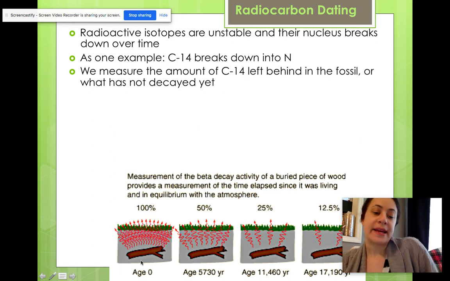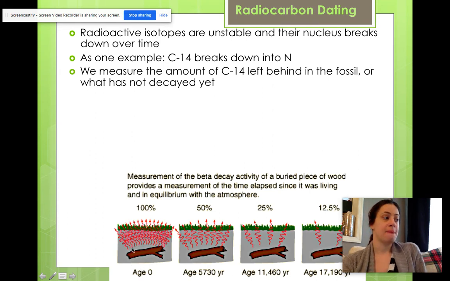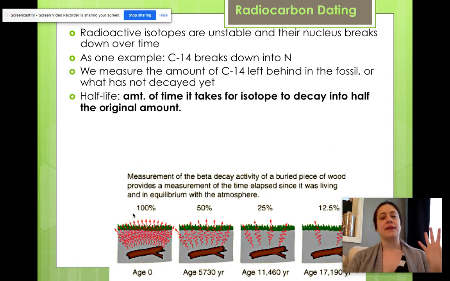So here is a fossil that has just formed, right, at the time that the organism has died. So we would say that, right, whatever carbon-14 there is, 100% of it is there. All of the carbon-14 exists. Now, every isotope has a particular half-life. The half-life for carbon-14 is 5,730 years. You may hear me just say 5,700. Okay?